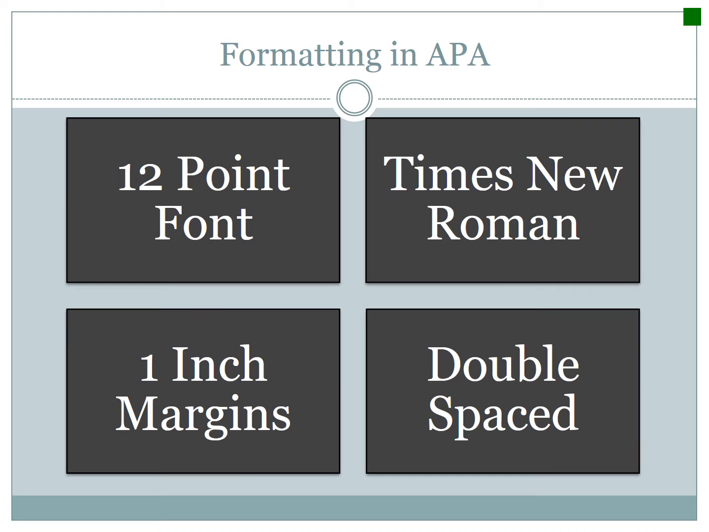When writing a manuscript, there is a certain format that one needs to follow. 12-point font, Times New Roman, 1-inch margins, and make sure it is double-spaced.